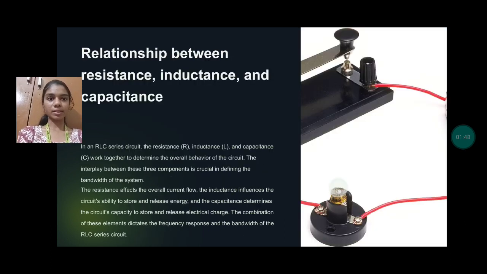Relationship between resistance, inductance, and capacitance. In an RLC series circuit, the resistance R, inductance L, and capacitance C work together to determine the overall behavior of the circuit. The interplay between these three components is crucial in defining the bandwidth of a system. The resistance affects the overall current flow. The inductance influences the circuit's ability to store and release energy, and the capacitance determines the circuit's capacity to store and release electrical charge. The combination of these elements dictates the frequency response and bandwidth of the RLC circuit.